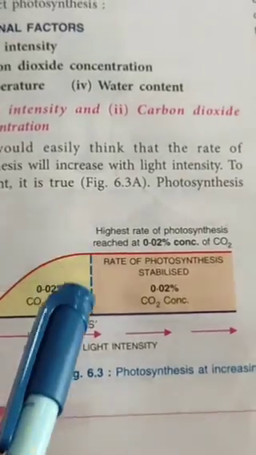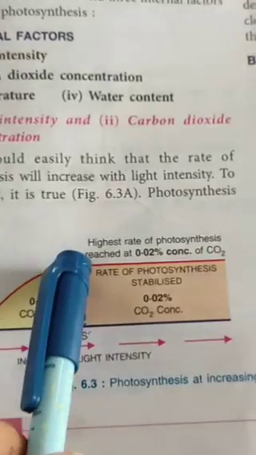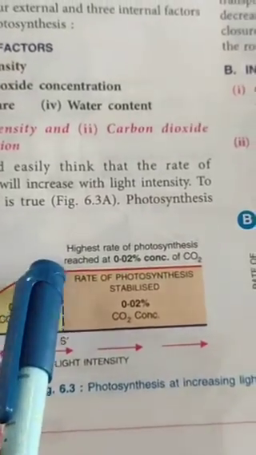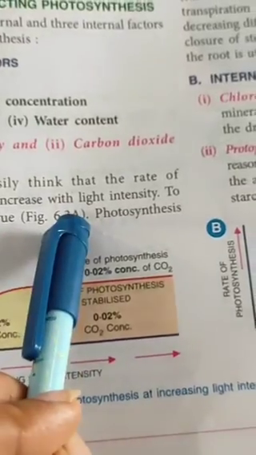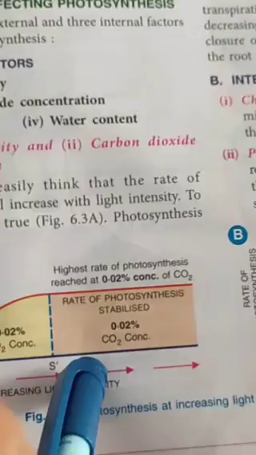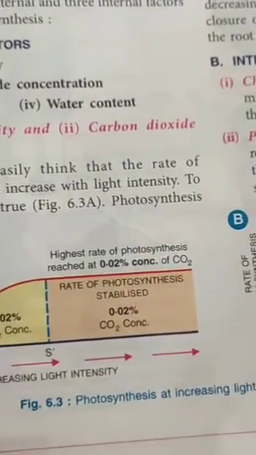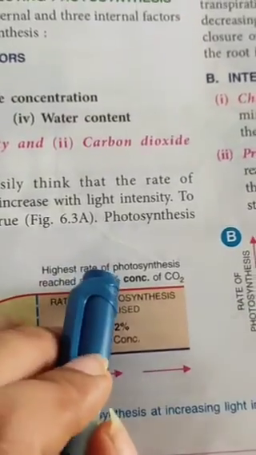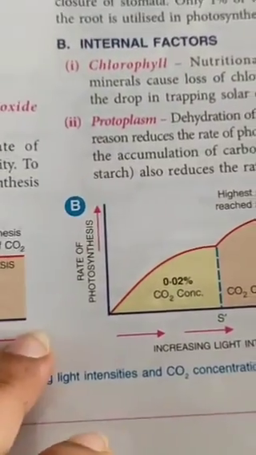You can see here, but at a point it gets stabilized. At S dash point पे rate of photosynthesis ये स्टेबल हो जाएगा. चाहे लाइट इंटेंसिटी बढ़ती जाए लेकिन रेट जो है वो अप नहीं जा रहा, it becomes stabilized. और इस पॉइंट पे जो कंसंट्रेशन है कार्बन डाइऑक्साइड की, it is 0.02 concentration. ठीक है, 0.02%.